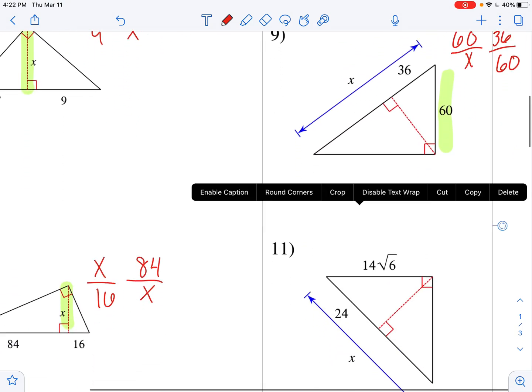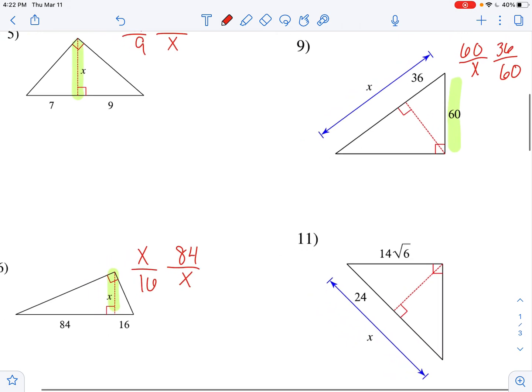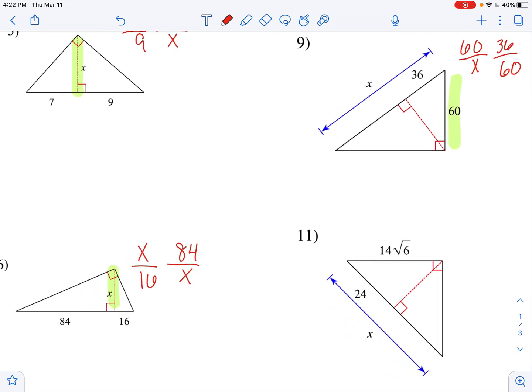All right, I'd like you guys to try number 11. So if you could pause the video, write out your proportion, and then unpause and check your work.